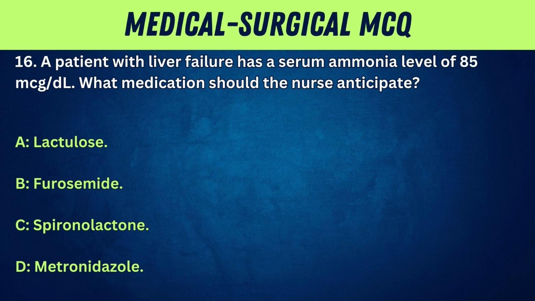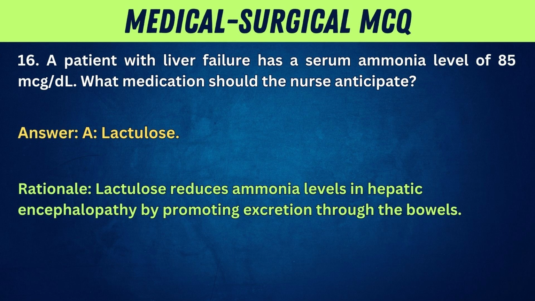16. A patient with liver failure has a serum ammonia level of 85 micrograms per deciliter. What medication should the nurse anticipate? A. Lactulose. B. Furosemide. C. Spironolactone. D. Metronidazole. Answer: A. Lactulose. Rationale: lactulose reduces ammonia levels in hepatic encephalopathy by promoting excretion through the bowels.